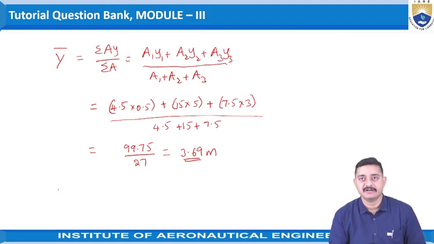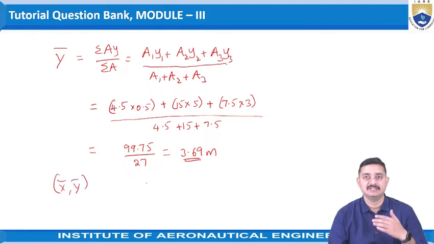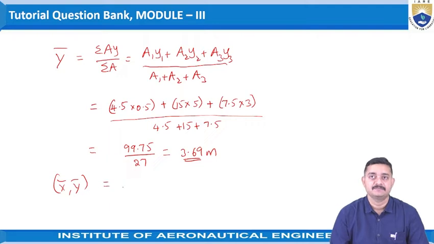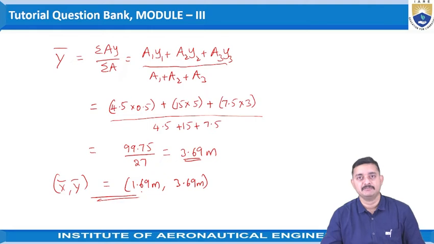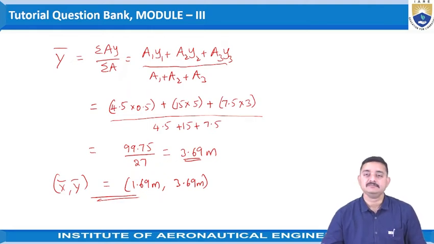Now as the answer, you can write the x coordinate and y coordinate of the centroid of the given lamina as 1.69 meters, comma, 3.69 meters. So this is the solution of the given problem. In this way, in a sequential manner, we can take down the small details from the given figure and then identify the centroid. Now let us go to the next problem.